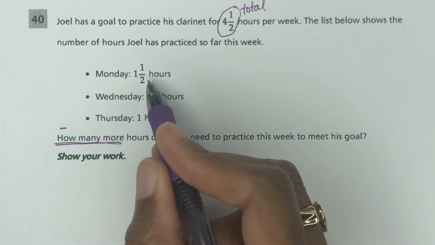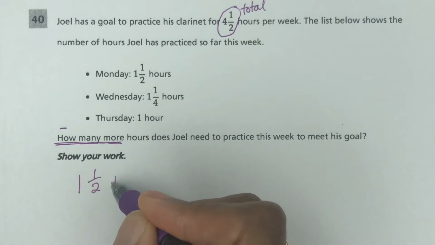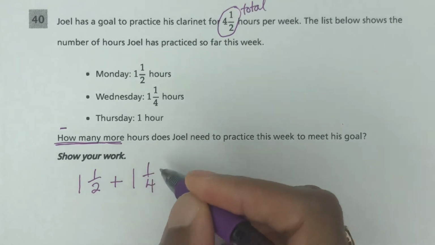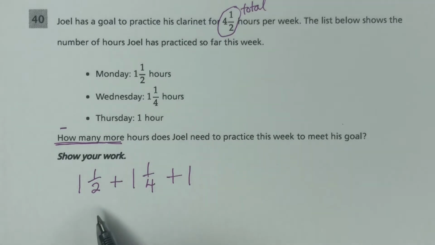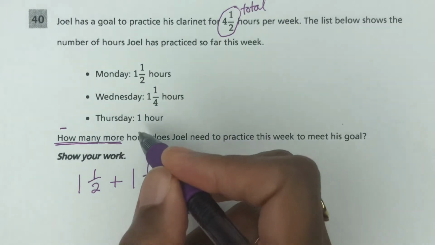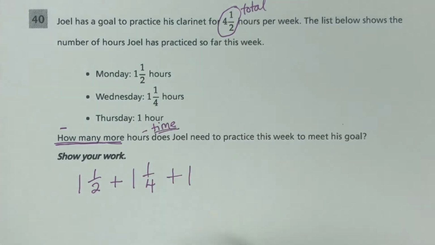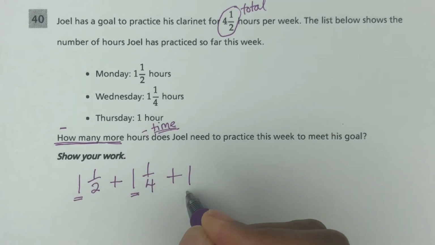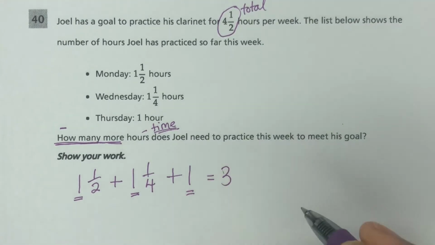So we have 1.5. All right, then we have 1.25. And then we have 1 hour there. Now, if you look at this, they want it in hours, right? So we know we're looking at time. We need to put it in a time format. All right, so this one plus this one plus this one. So we know we got 3 hours here, right? So at least we got 3 hours.